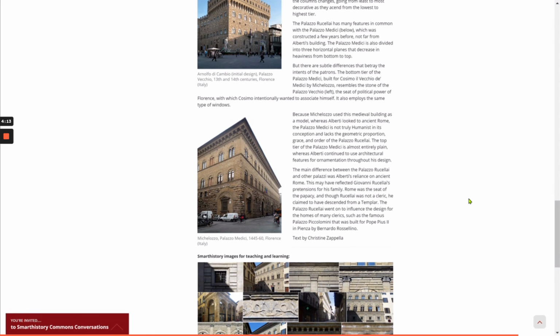This may have reflected Giovanni Rucellai's pretensions for his family. Rome was the seat of the papacy, and though Rucellai was not a cleric, an official for the church, he claimed to have descended from a Templar. The Palazzo Rucellai went on to influence the design for homes of many clerics, such as the famous Palazzo Piccolomini that was built for Pope Pius II in Pienza by Bernardo Rossellini.